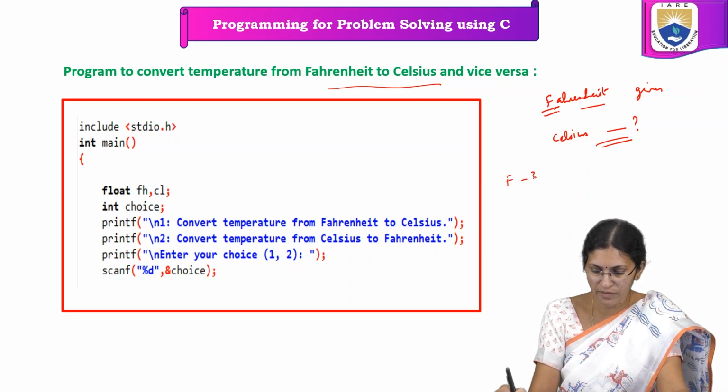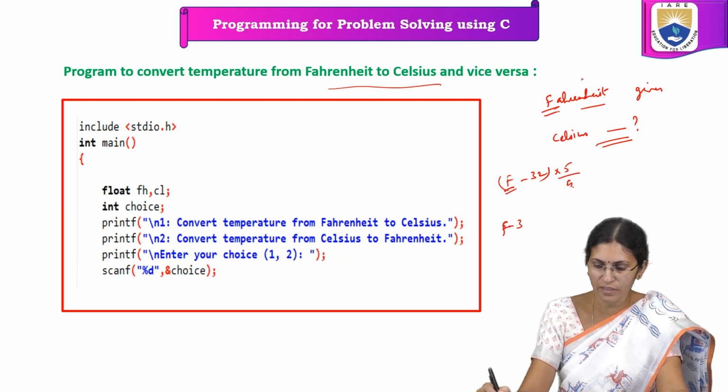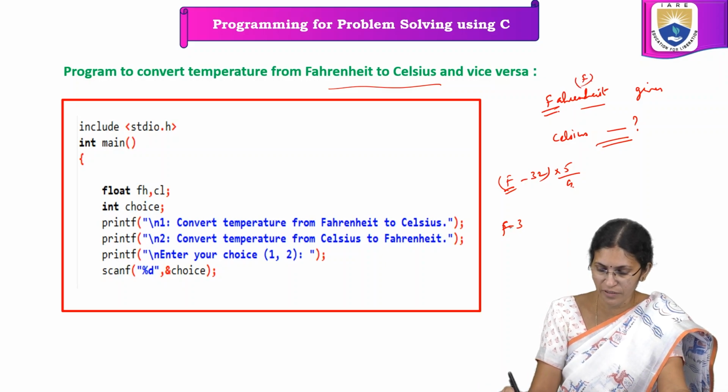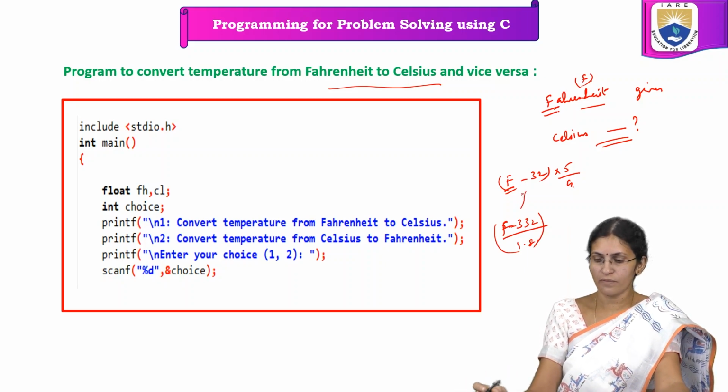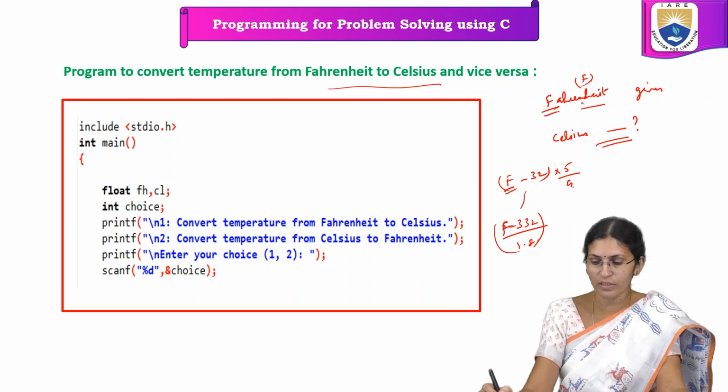The formula to convert the temperature from Fahrenheit to Celsius is: Fahrenheit minus 32 into 5 by 9. Or you can write F, the temperature in Fahrenheit, minus 32 divided by 1.8. You can use either of these formulas to convert the temperature from Fahrenheit to Celsius.